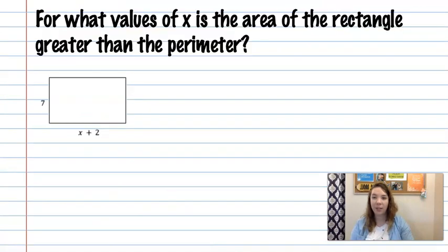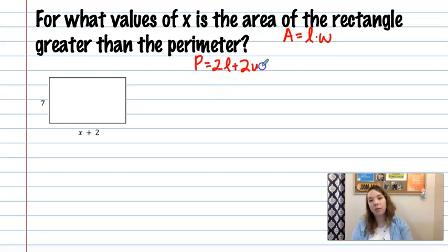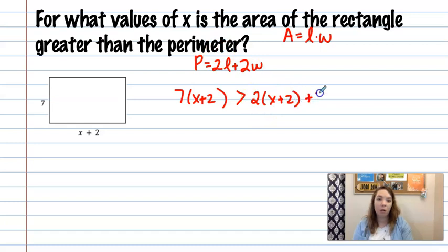All right, last question. For what values of x is the area of a rectangle greater than the perimeter? So first, area of a rectangle is length times width. Perimeter is 2 lengths plus 2 widths. Okay, hopefully you know those formulas just from your past experience. So it says area is greater than the perimeter. So if I take my length times my width here, I'd have 7 times x plus 2. And they want that to be greater than the perimeter. So then you have 2 times x plus 2 plus 2 times 7. And this is what we're solving.